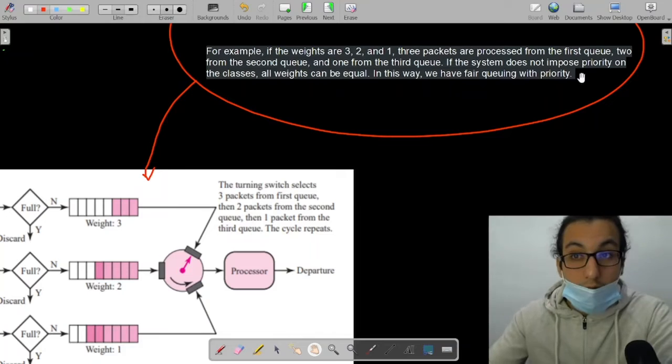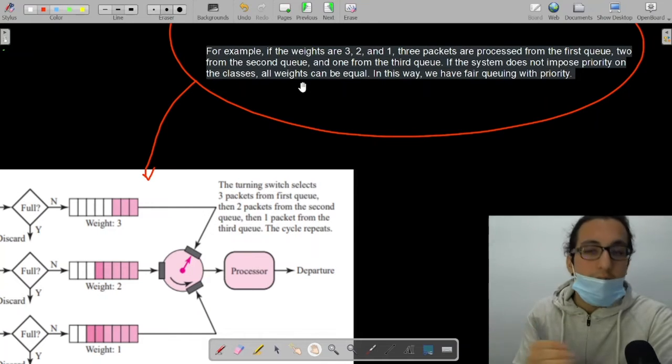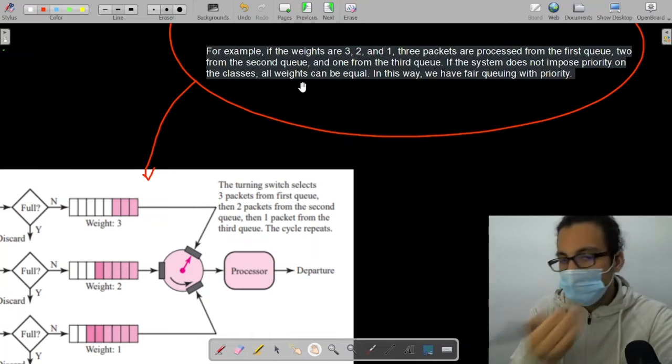This system does not impose priority on the classes. So if this system does not impose priority on the classes, all weights can be treated equally. And this way we can have a fair queuing with priority.